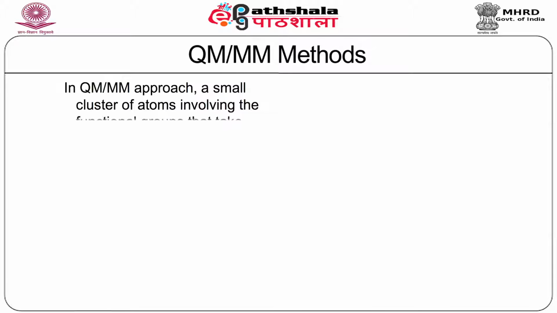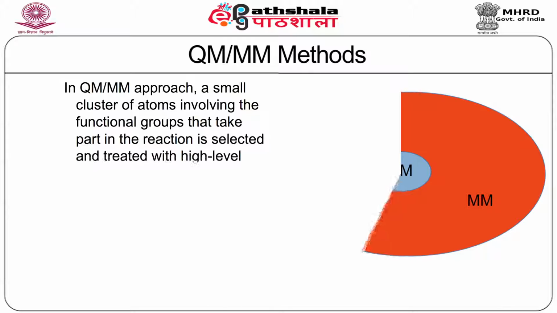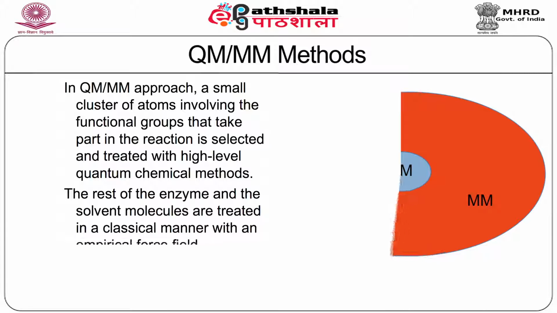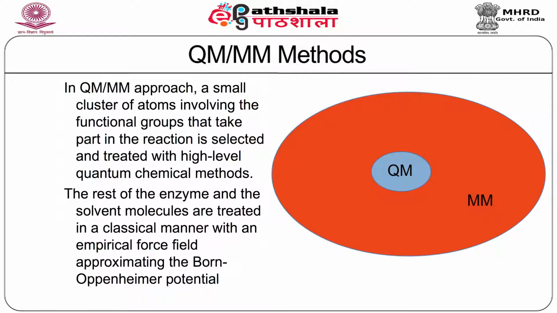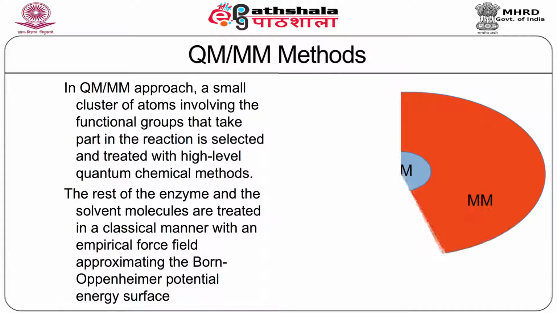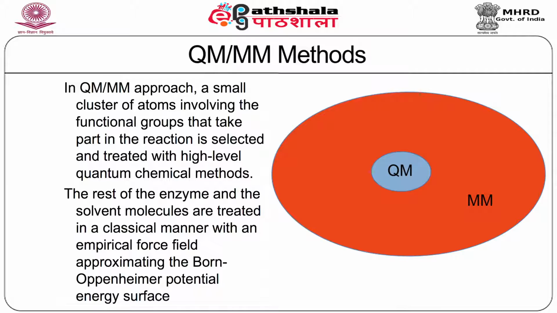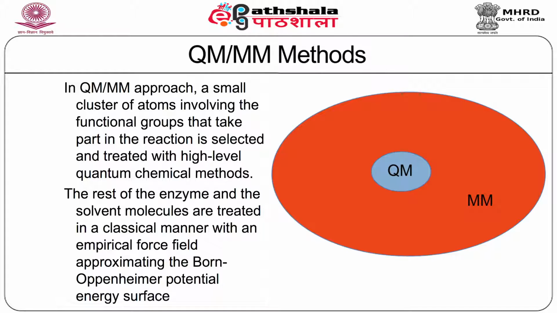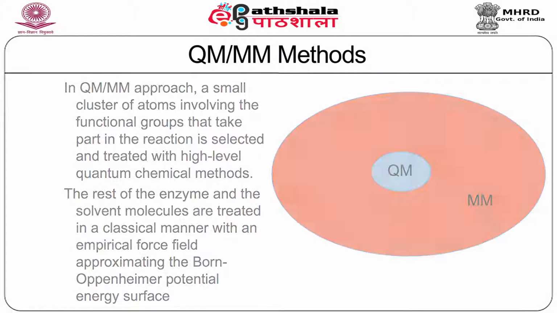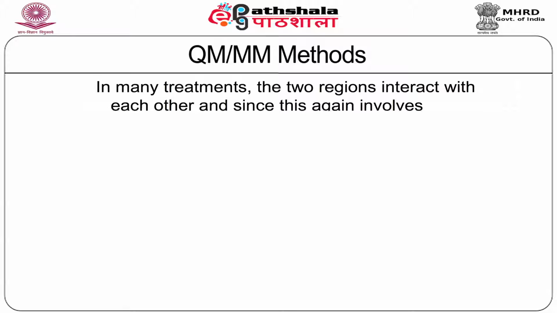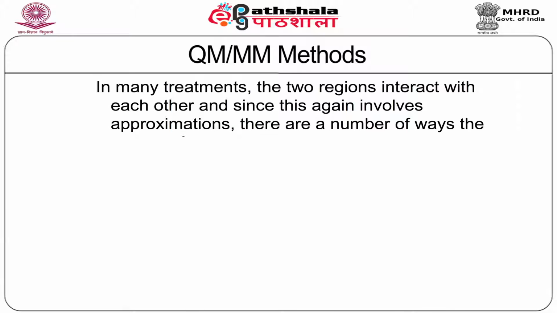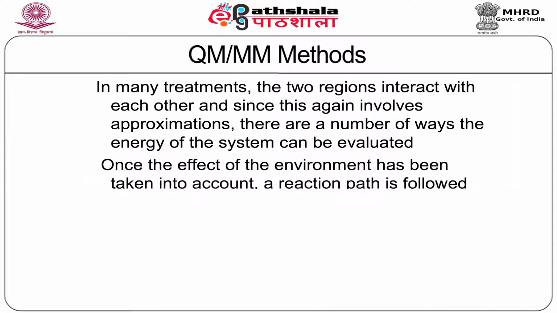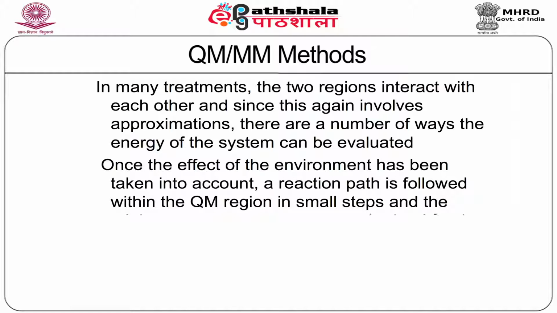In the QMMM approach, a small cluster of atoms involving the functional groups that take part in the reaction is selected and treated with high-level quantum chemical methods. The rest of the enzyme and the solvent molecules are treated in a classical manner with an empirical force field approximating the Born-Oppenheimer potential energy surface. In many treatments, the two regions interact with each other, and since this again involves approximations, there are a number of ways the energy of the system can be evaluated.